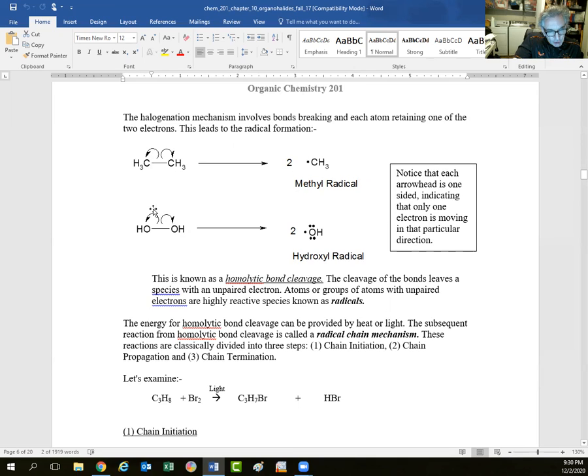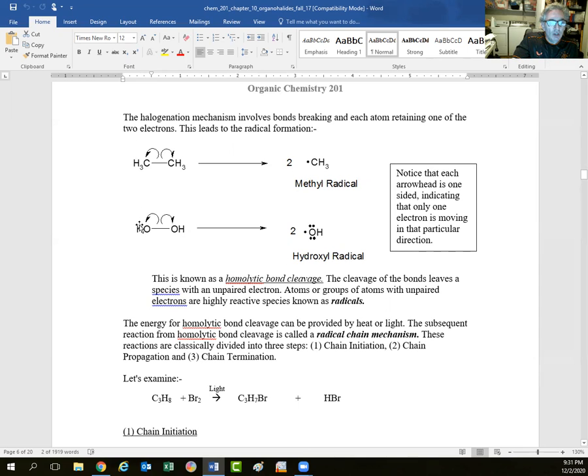And notice that the arrows we use have just half a head, representing the movement of just one of the two electrons. So we sometimes produce these methyl radicals with a carbon with an incomplete octet and an unpaired electron, or hydroxyl radicals with an oxygen with an incomplete octet and an unpaired electron in an atomic orbital. These are very reactive because they're looking to complete their octet.